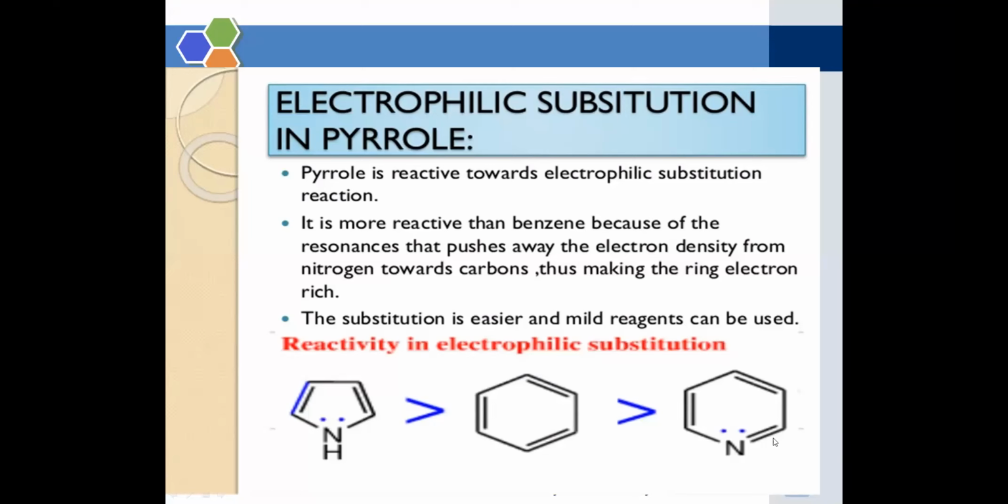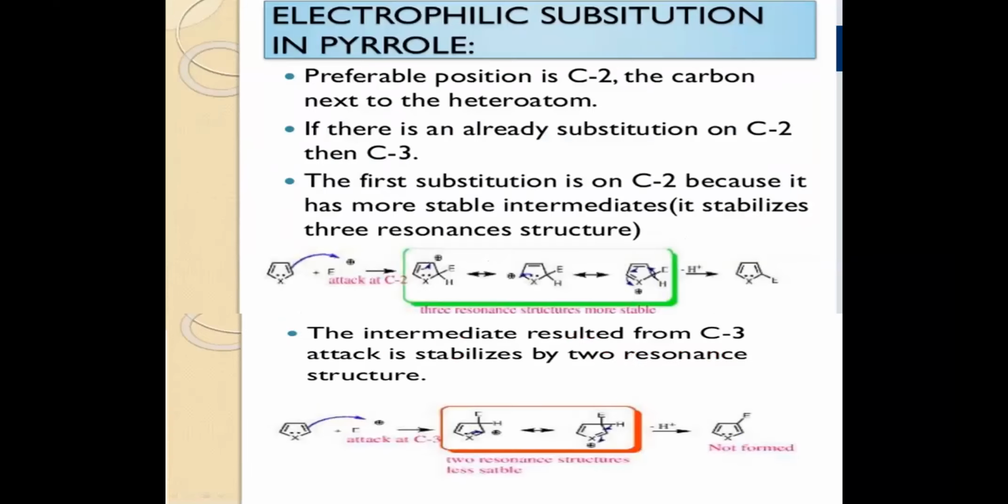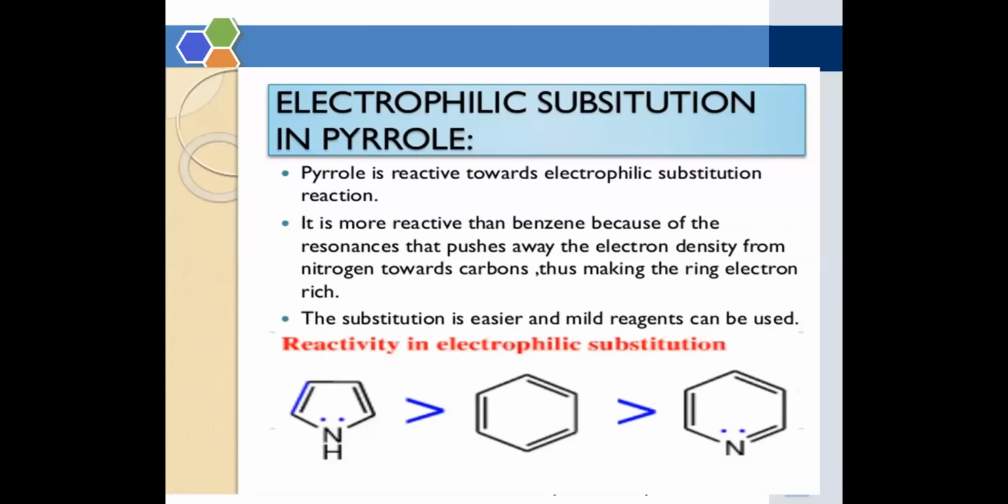So what is the first thing? Now, electrophilic substitution reaction. So pyrrole, as I said, undergoes electrophilic substitution reaction, and it is more reactive than benzene.